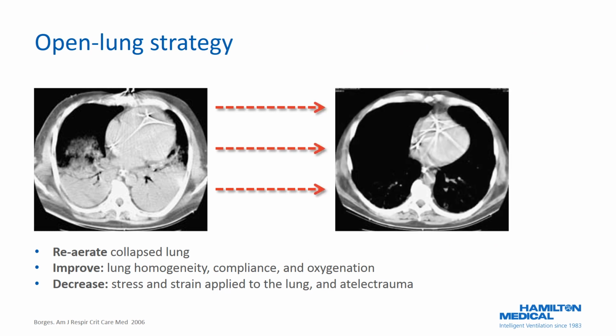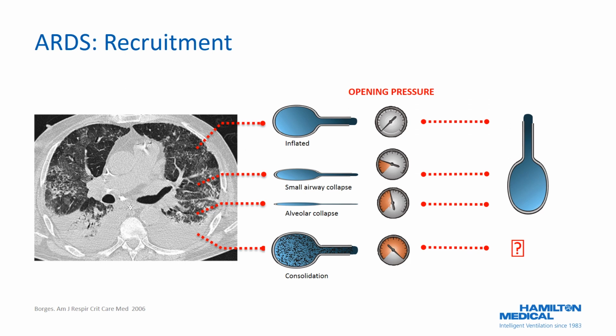If we can recruit the collapsed lung and keep it aerated, the risk of ventilator-induced lung injuries decreases dramatically. Alveolar recruitment maneuver is used to re-aerate non-aerated alveoli and small airway collapse. The pressure to reopen fluid-filled or consolidated alveoli would be infinite, with low probability of success.